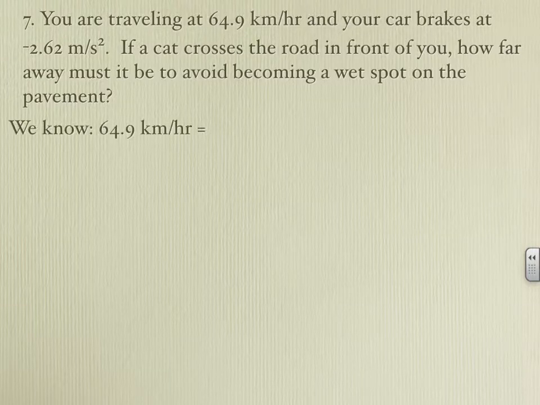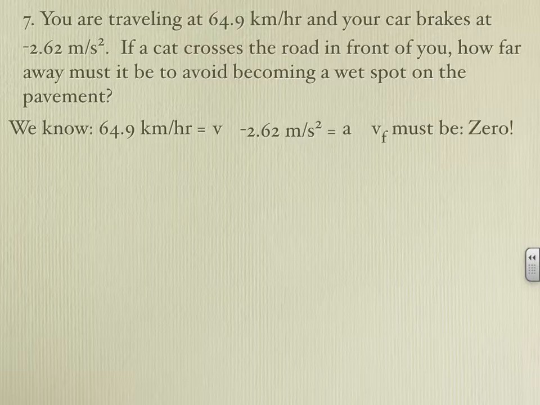And of course we know 64.9 kilometers per hour has to be our VI, and ideally we notice that it's in kilometers. And then we had negative 2.62 meters per second squared. You see the little square. And then you said, hey, if we're going to stop and not kill it, then the VF has to be zero. So that makes sense.